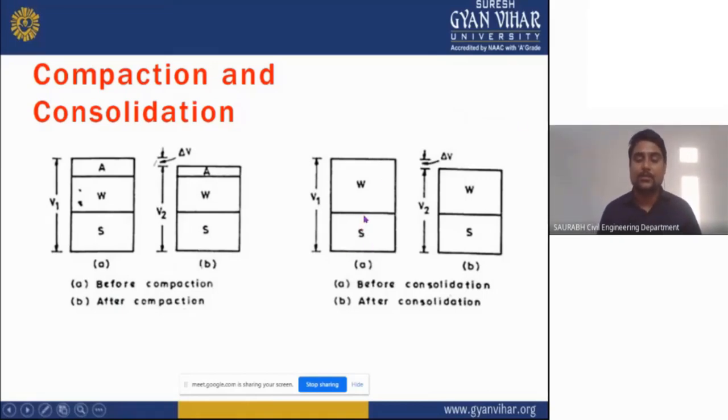Here we are going to remove the water voids. If you see the percentage of water voids, it is less in this graph. So here you can see we are removing the water voids by doing the consolidation. This is the main difference between compaction and consolidation. In compaction, we have to remove the air voids, and in consolidation, we have to remove water voids.